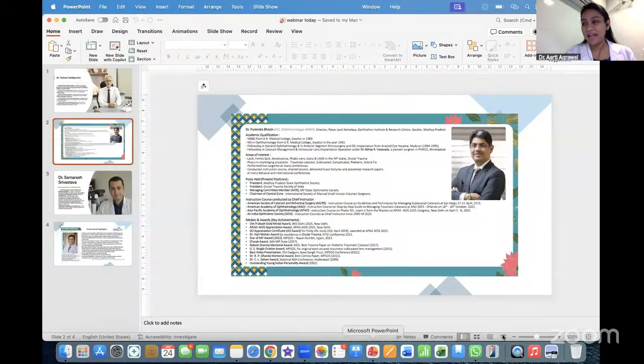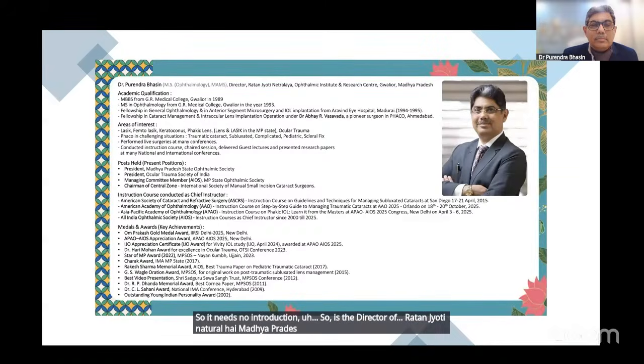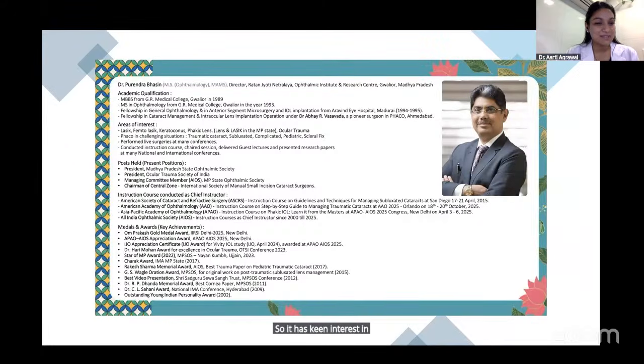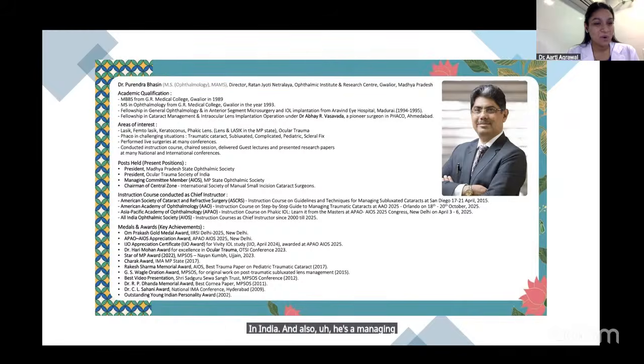The next speaker we have is Dr. Purendra Basant, sir. Sir needs no introduction. Sir is a director of Ratan Jyoti Netralaya, Madhya Pradesh. Sir has a keen interest in cataracts, Phaco, and I must say that he's a pioneer in his field. Currently the president of Madhya Pradesh State Ophthalmic Society and the president of Ocular Trauma Society in India. And also he's a managing committee member of AIOS MP State. So we are extremely excited to hear from you, and over to you, sir. Would you please share your screen? Sir is going to talk to us about traumatic subluxation.